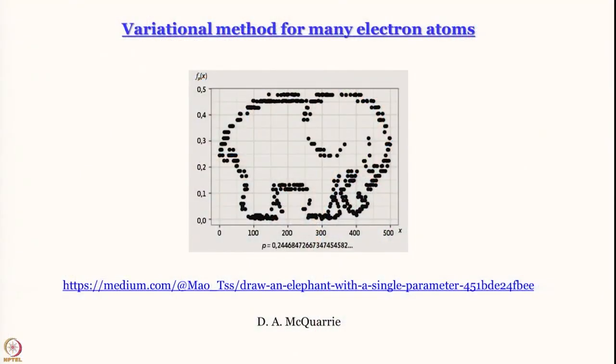So, let us see how far we can get today. Last day, we had talked about the perturbation theoretical treatment of atoms. Today, we will talk about variational methods, and we will need maybe one or two more lectures before we can complete our discussion of atoms.